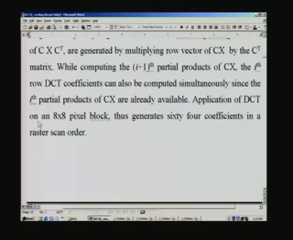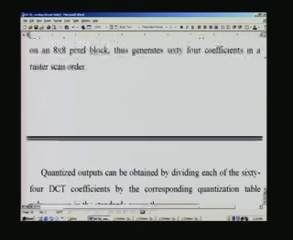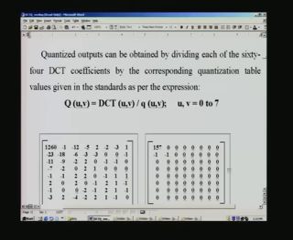So application of DCT on an 8 by 8 pixel block thus generates 64 coefficients in a raster scan order, which we have explained right at the beginning. So the next step is what is called quantization, and quantization outputs can be obtained by dividing each of the 64 DCT coefficients which came in the previous step by the corresponding quantization table values given in the standards. This is part of the standard, and it is another 8 by 8 matrix with elements of 8, 16, 16, 19, 22 and so on.